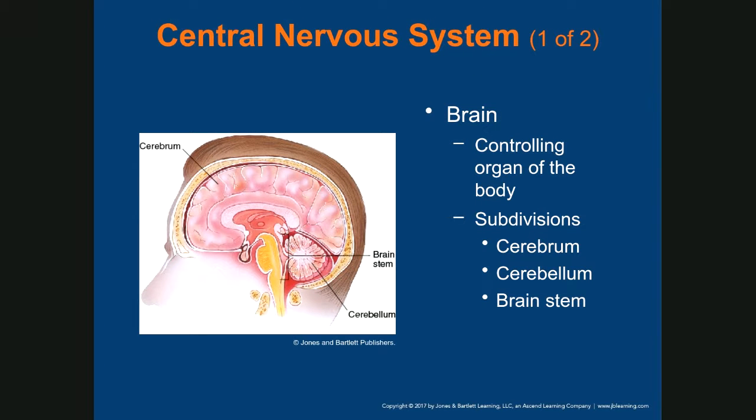Now let's look at the central nervous system. So the brain, there are three main portions of the brain that you need to be familiar with. You have the cerebrum, you have the cerebellum, and you have the brainstem, right? So these are the main areas of the brain that you need to be familiar with for this course.